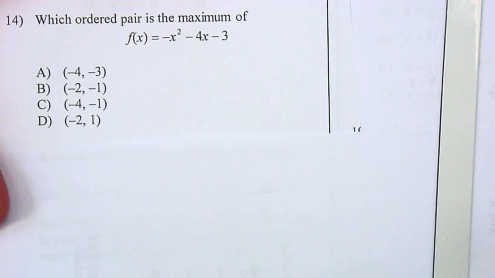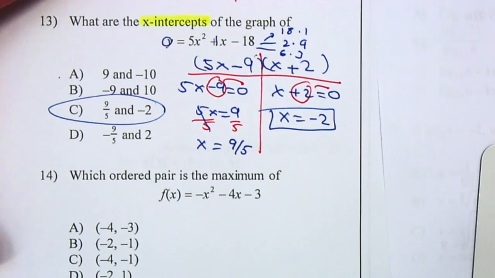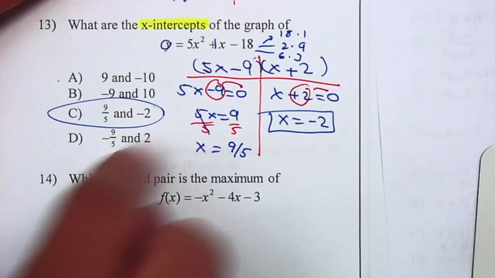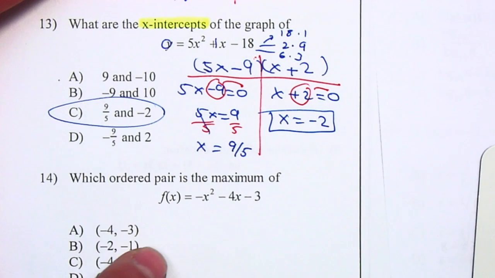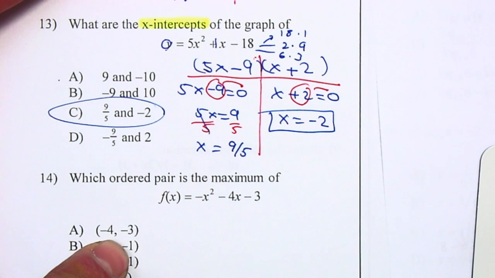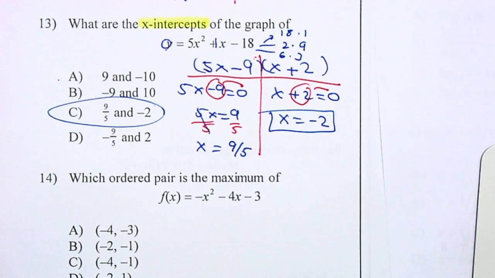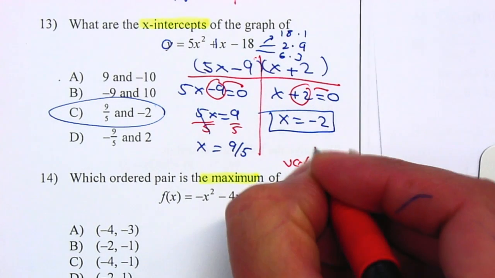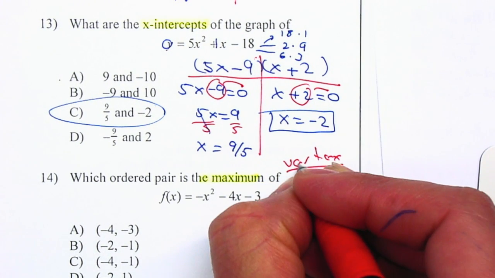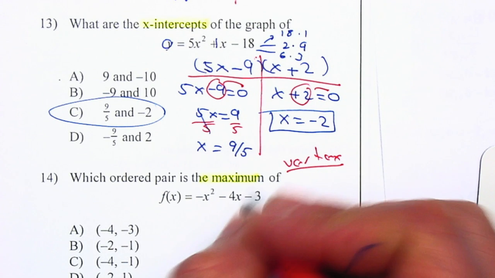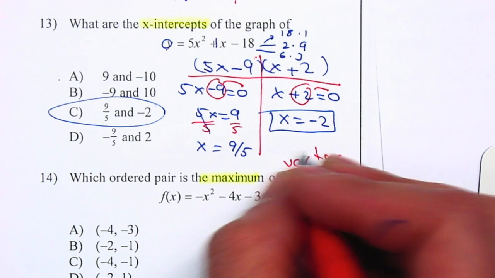Which ordered pair is the maximum? Now, if you notice, I placed them right on top of each other because many of you are getting confused with 13 and 14. On 14, they're asking us for the maximum. They're asking us for the vertex. The maximum is the highest point on the graph, which is also called the vertex.